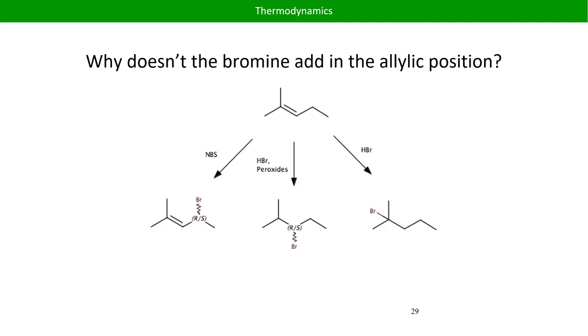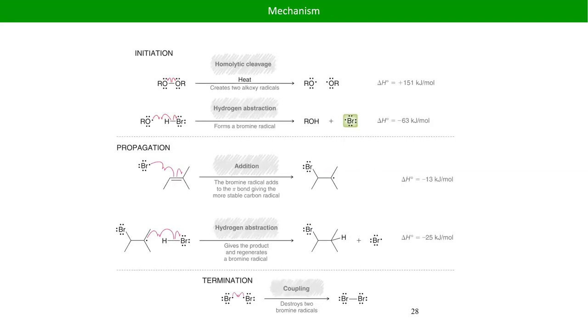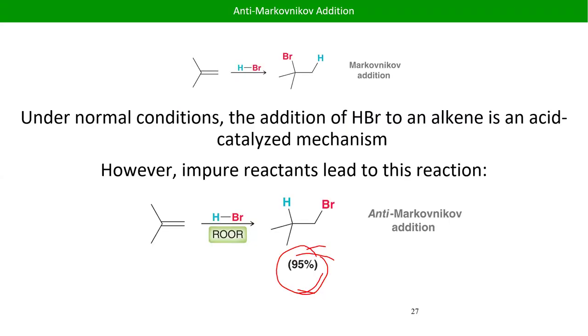Why didn't the bromine abstract from the, let me go back to the last page. Why didn't the bromine pull off the allylic hydrogen? Because the pi bond has more available for it. It's got more electron density, yeah. And it's downhill in energy by 25 kilojoules per mole to break up that pi bond and make the radical.